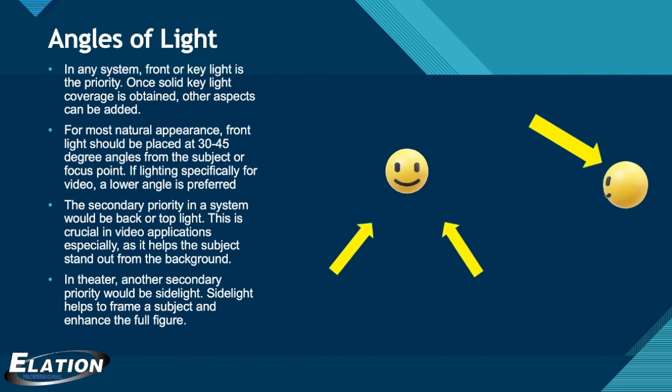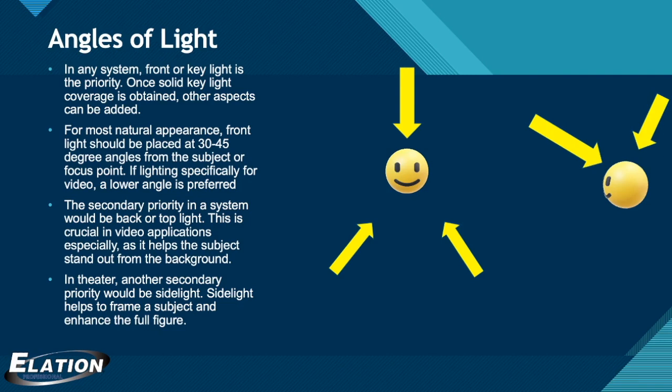And when adding in a follow spot, you're going to want to place that light at an even lower angle, around the 20 degree mark, to really remove a lot of that shadowing on the face. The secondary priority in a lighting system is going to be back or top light. In video applications, this is especially crucial as it helps the subject stand out from the background and gives more definition to the entire stage picture.